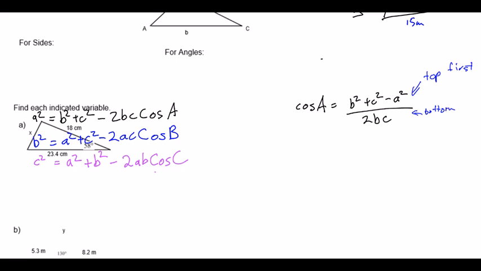Now, when you divide by the bottom, I would tell you right away, just divide by the bracket of 2 times b times c in order to get your answer. It will save you time.